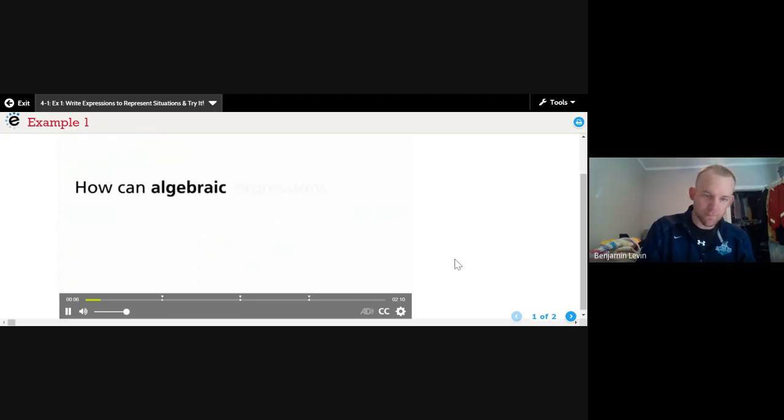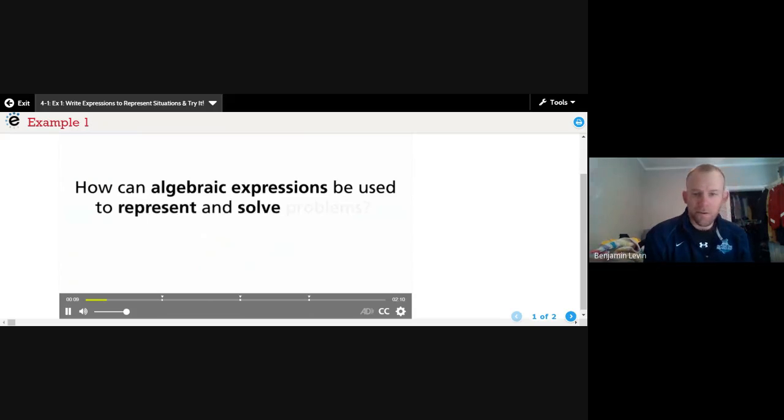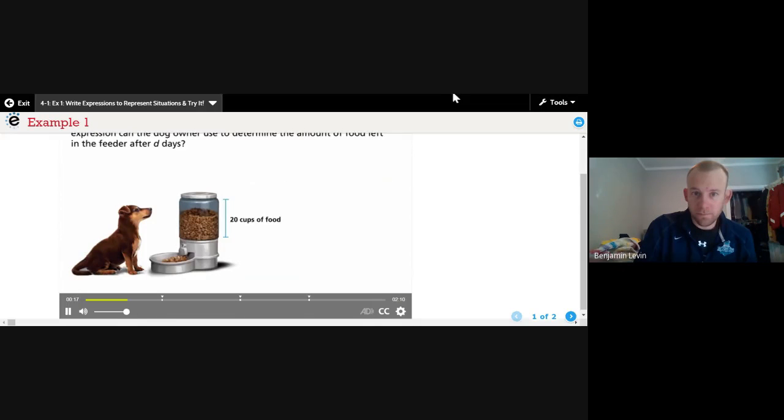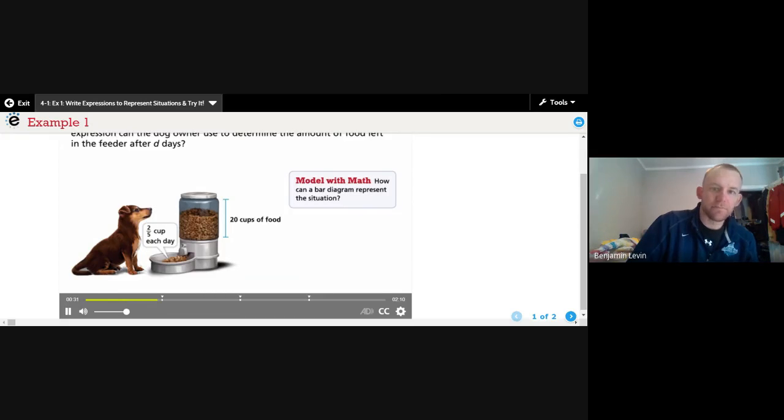How can algebraic expressions be used to represent and solve problems? Think about this question during the lesson. An automatic dog feeder dispenses 2/5 cup of dog food each day. What expression can the dog owner use to figure out how much food is left in the feeder after D days? How can we use a bar diagram to represent this situation? All right, we are going to write an equation. We are going to make an equation that models this scenario.